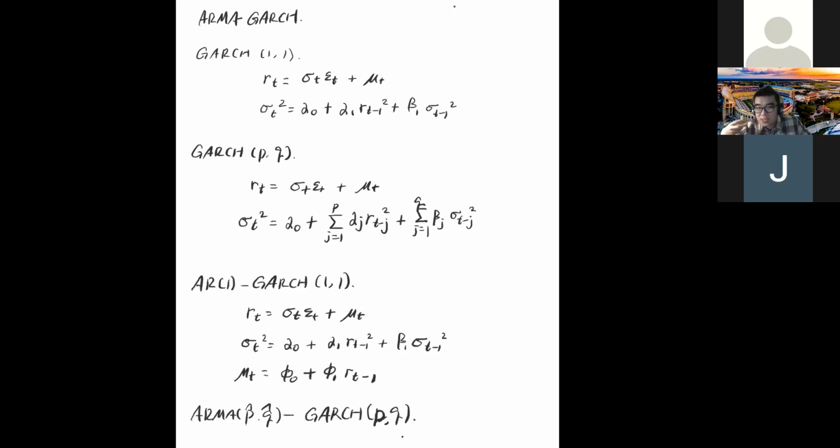Then we obtain its squared residuals. Then we plot the ACF and the PACF of the squared residuals of the ARMA model fit. If we realize that the ACF and the PACF of the squared residuals both tail off, then we will fit a GARCH(p, q) to it. So exactly the same steps that I discussed earlier.